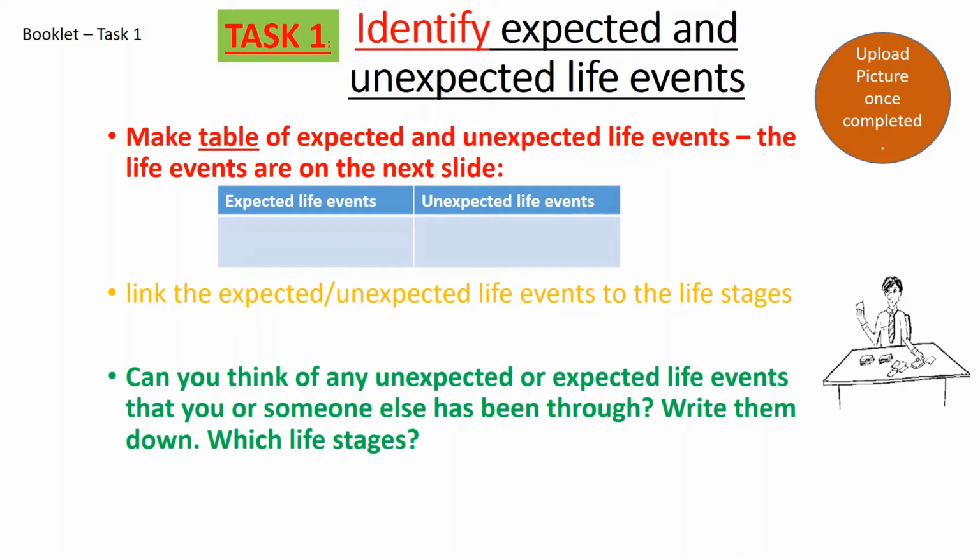Right, the next task is in the booklet, so you will find that on one of the links that's set up on your class chart. There's a table, so you don't necessarily need to make the table because it's already done for you. What I would like you to do is have a look at the next slide and look at all the events that are on there and decide whether or not you think they're expected or unexpected. Can you link them to any particular life stage?